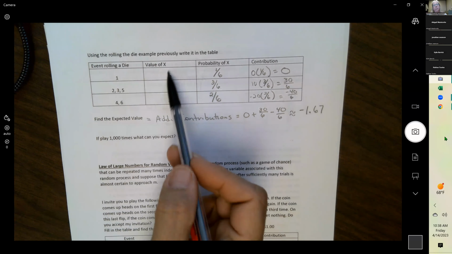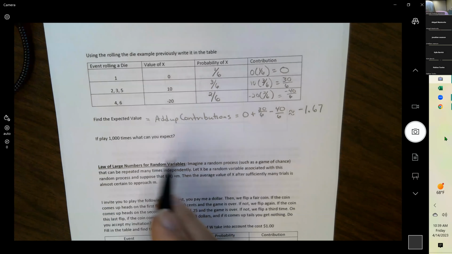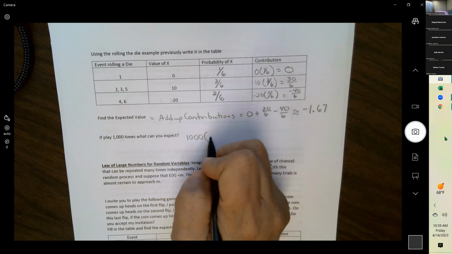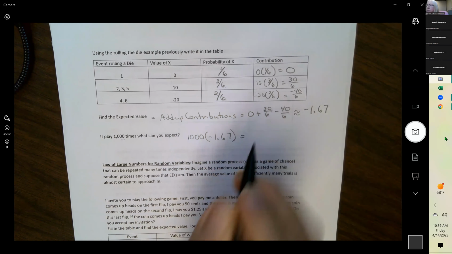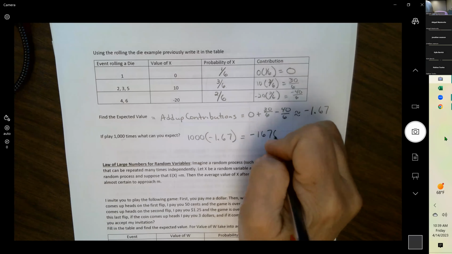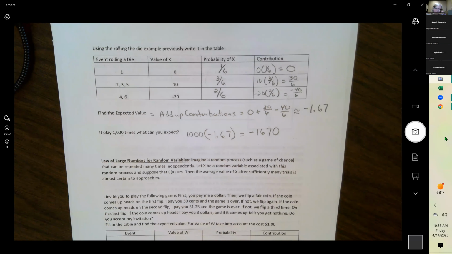Doesn't make sense because, like, look at these bets, but this is in the long run. So if you play it several times, it's a game that has a loss. If it were positive, it would have a win. If you play it 1,000 times and multiply by your expected value, it will tell you how much you should win in the end. So 1,000 times 1.67. If I play this game 1,000 times, I'm expected to lose $1,670.